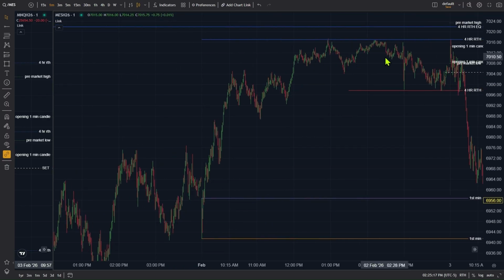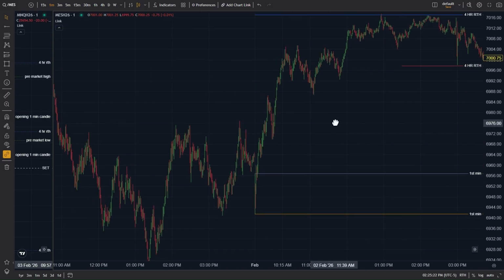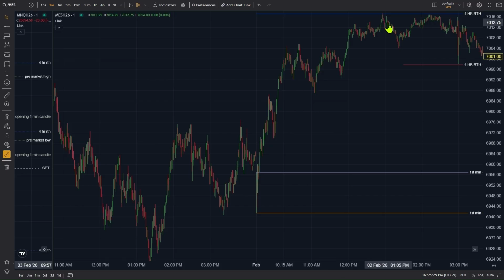This was at 3 o'clock. This was MOC right there. We just stayed up there and just kind of chopped around the rest of the day. That would have been a fantastic trade. It basically just did today in reverse. A 50-point move.